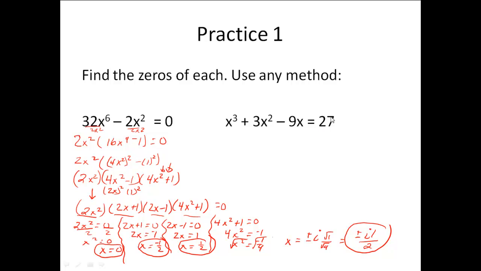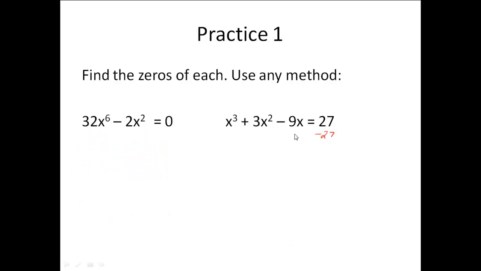First thing I have to do is get it set equal to 0. So I'm going to subtract 27 from both sides so I get it set equal to 0. And I'm going to have x cubed plus 3x squared minus 9x minus 27 equals 0. As I'm looking at this, I'm going to see if I can pull anything out. And it doesn't appear that I can. Now I've got 4 terms, so that tells me I'm going to be using grouping. I am going to group the first 2 together and the last 2 together.